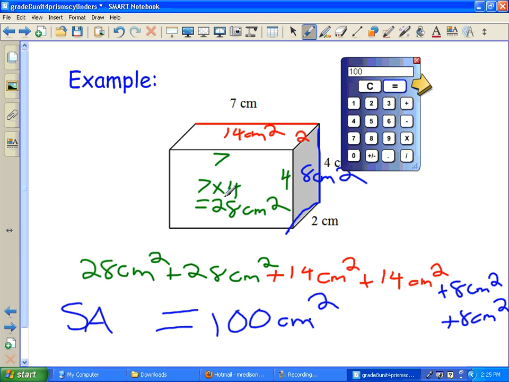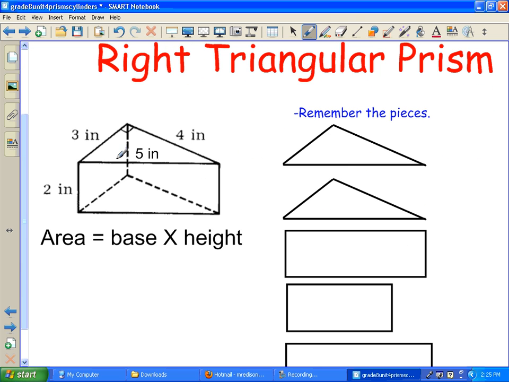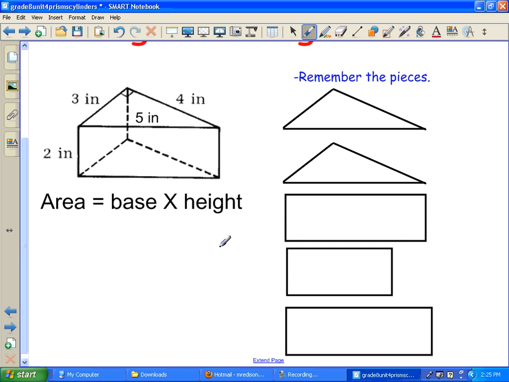So any kind of a rectangular prism, you just break it down according to its sides. When you're looking at section 4.4 and you're calculating the surface area of a triangular prism, you've got to remember the pieces that make up the triangular prism. You've got the base and the top are both triangles and they're both the same. And then of course you've got a rectangle, and another rectangle in the front. Now all three of these rectangles can be different sizes.